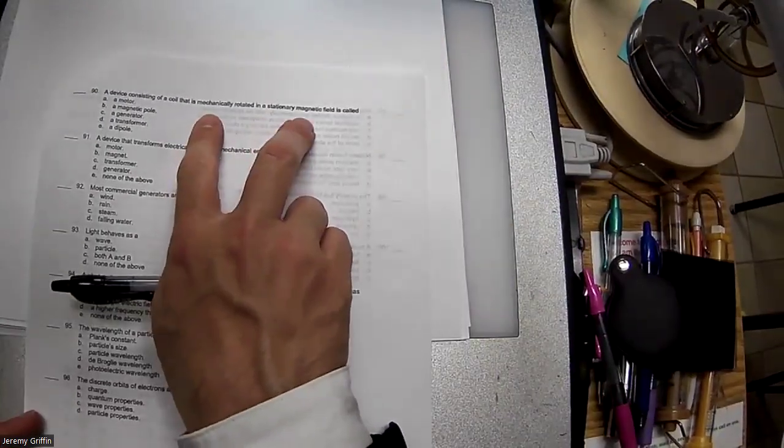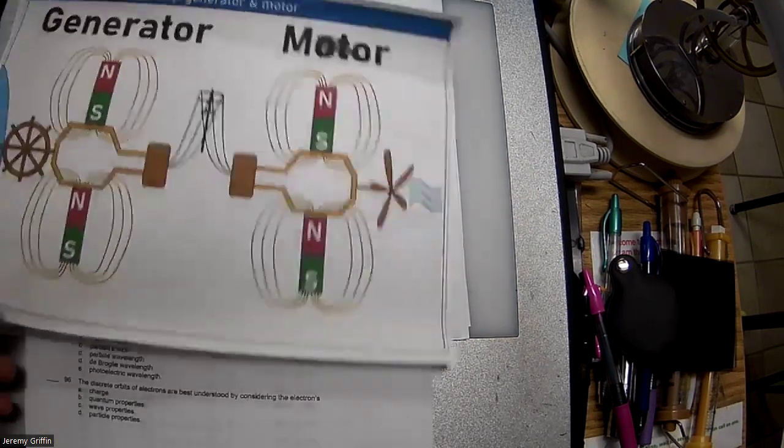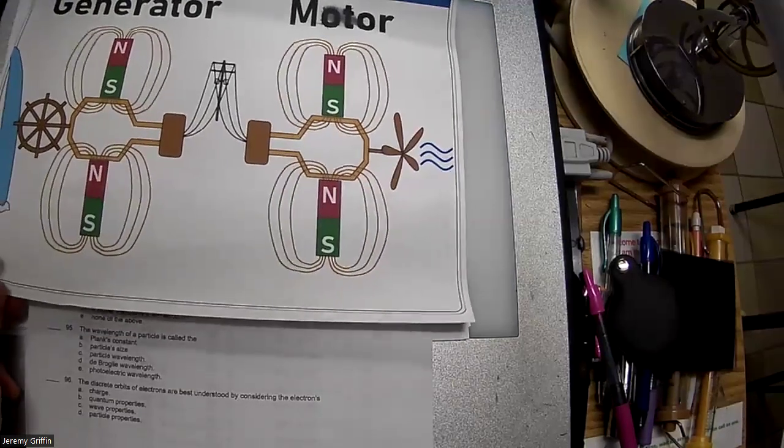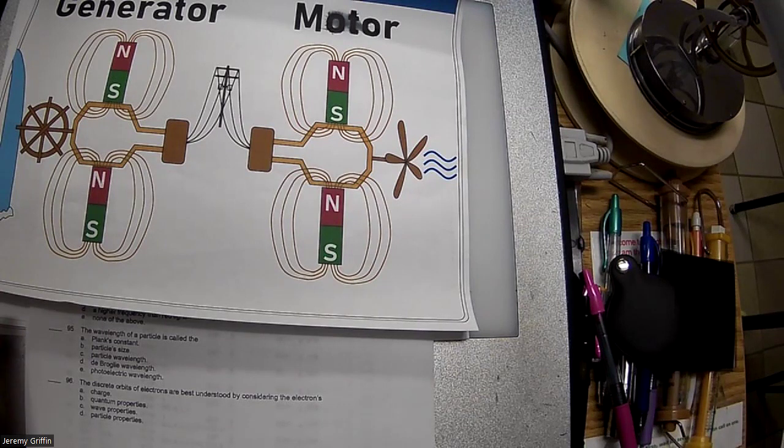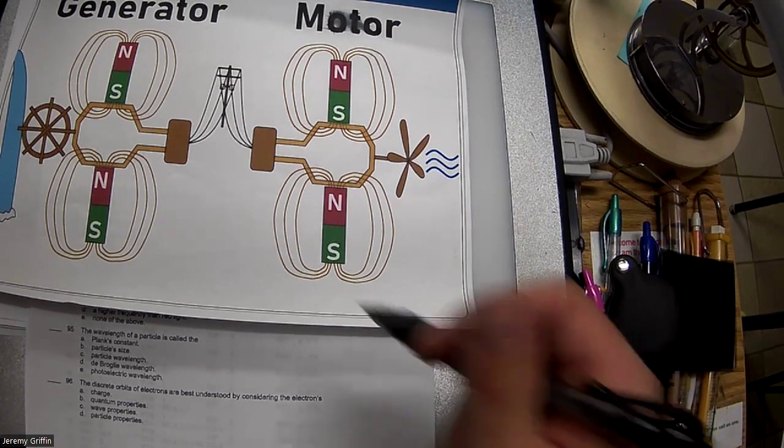How do they work? A device consisting of a coil that is mechanically rotated in a stationary magnetic field. Okay. Now, I have posters for almost all of these anyway. Oh, here, at least this one, this poster right here. All right, so I got two really similar devices that are doing exactly opposite processes. See, generator and motor. But okay, so which one's which?